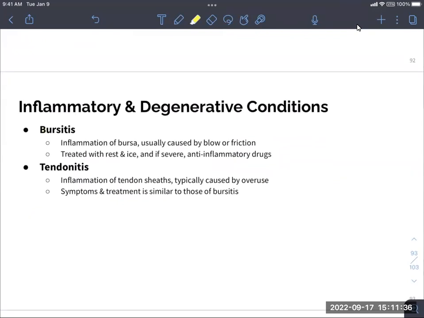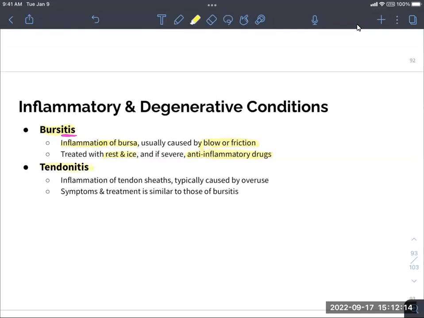Bursitis. Again, I've mentioned this before, but it has the word itis. Itis means inflammation, and bursa, so inflammation of the bursa. Could be caused from extra friction or some kind of blow to that area. We treat it with rest and ice, or if it's bad enough, some kind of anti-inflammatory drugs. That's usually to let your doctor decide.